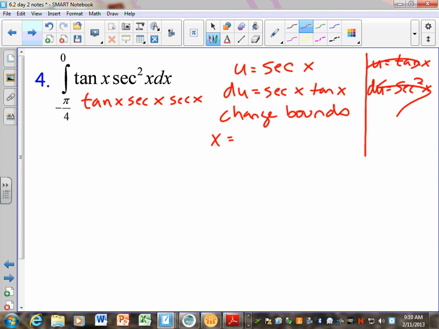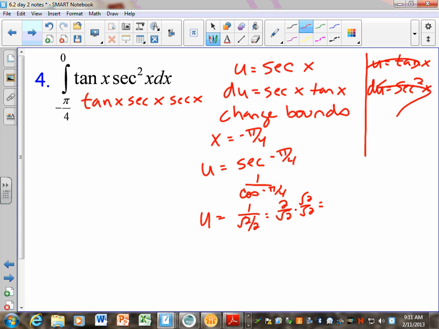So if x equals negative pi fourth, you want to tell me what u is going to equal? Some lovely trick here. If I plug in negative pi fourth here, I'm going to get secant of negative pi fourth. Secant is 1 over cosine. And at negative pi fourth, it's still positive because it's x and it's just square root of 2 over 2, right? So it's 1 over square root of 2 over 2, or 2 over square root of 2, or just square root of 2.